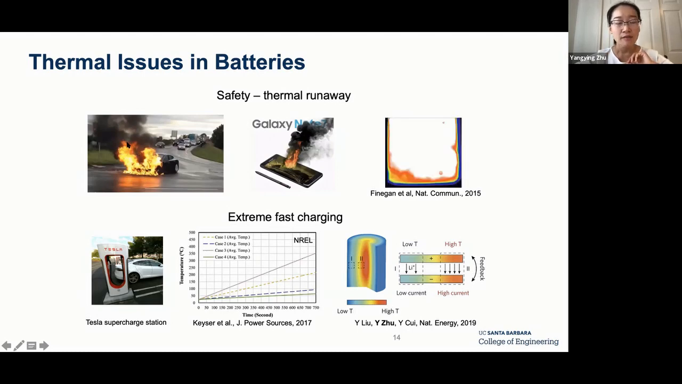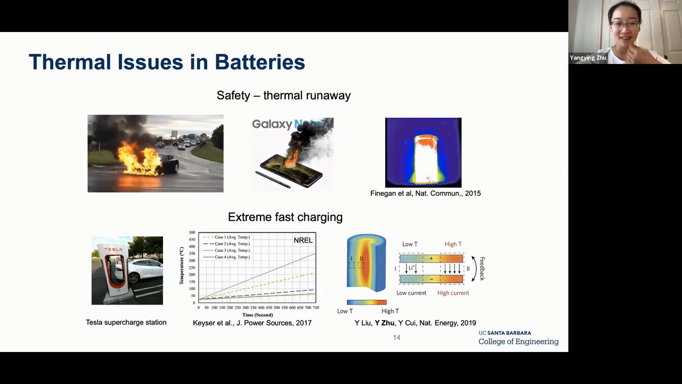You can cause fire and explosion, and in this image you can see an infrared image of a battery with internal shorting inside. You can see the battery explosion process. Not only is the thermal process important for the safety of batteries, but nowadays, as we advocate for fast charging, there's extreme fast charging.